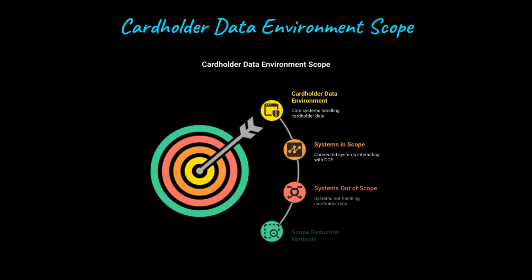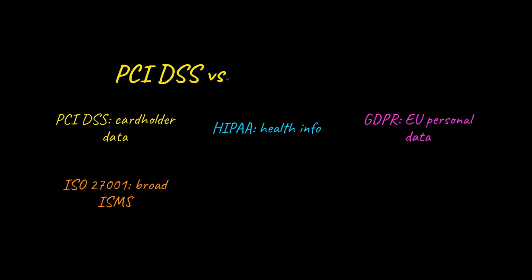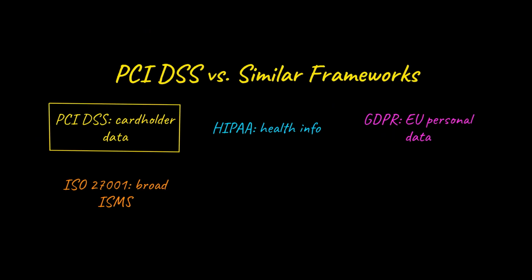A critical concept in PCI DSS is scope. The cardholder data environment includes every system that stores, processes, or transmits cardholder data, plus any system connected to it. Organizations reduce scope using tokenization, network segmentation, and outsourcing to compliance service providers because compliance cost grows directly with the size of that environment. PCI DSS is frequently confused with other frameworks.